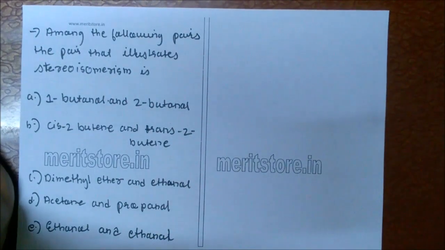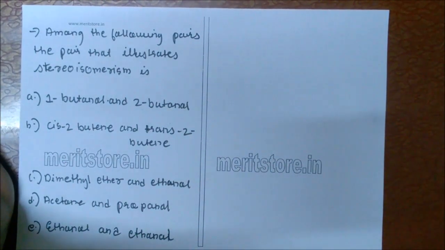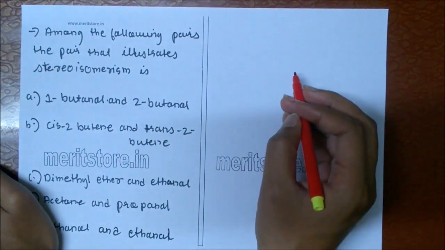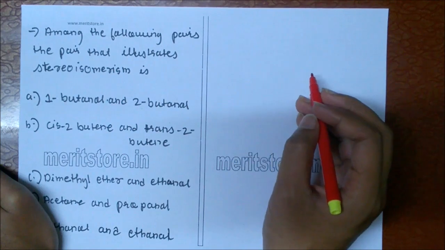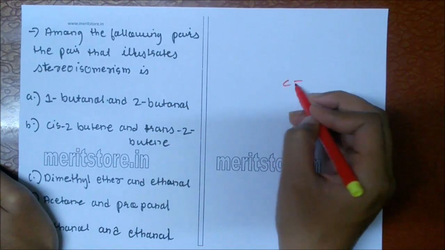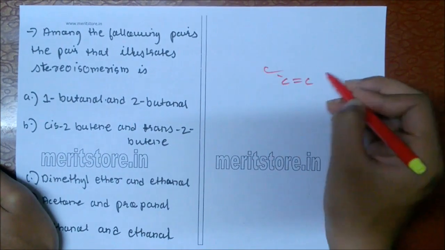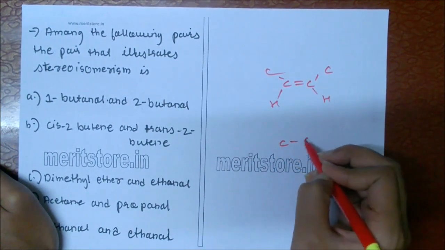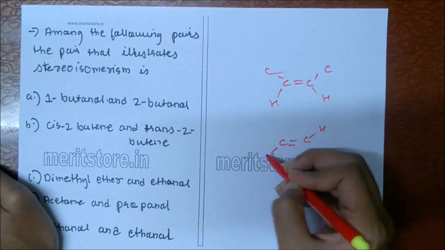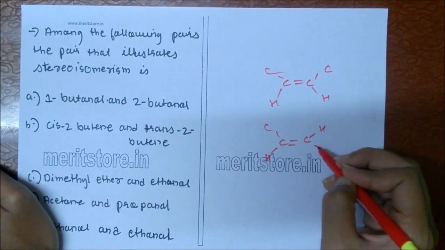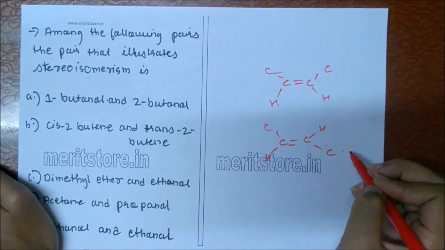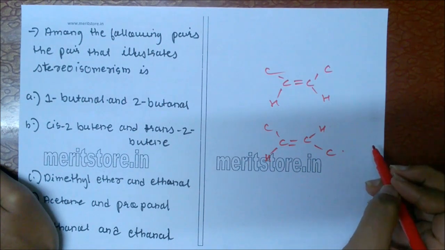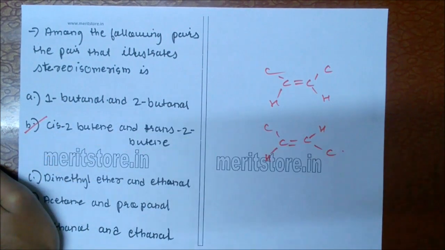Which pair illustrates stereoisomerism? Cis-2-butene and trans-2-butene are geometrical isomers. This is the structure of cis-2-butene and trans-2-butene. So these can also be described as stereoisomers. So option B is the correct answer.